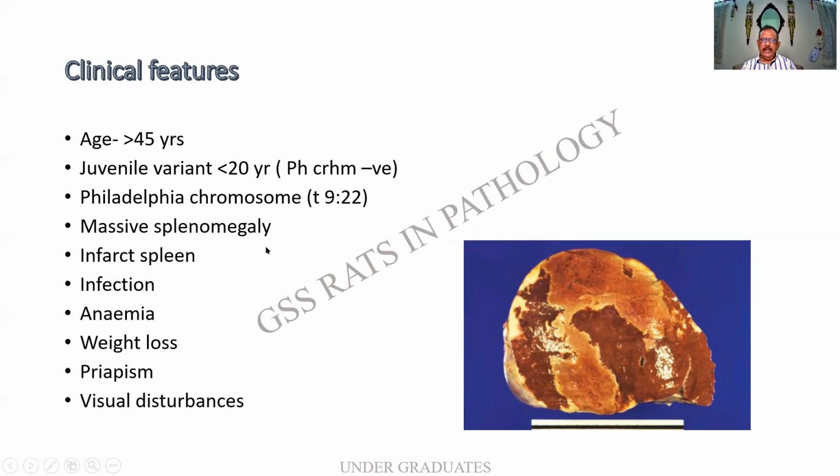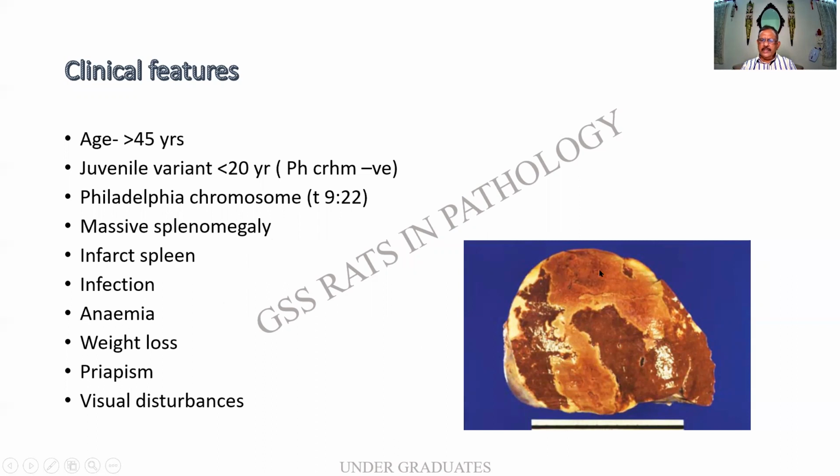Massive splenomegaly. Massive splenomegaly, and there are 3 M's for it. M for myeloid leukemia, M for myelofibrosis, and M for malaria. Please remember three M's as differential diagnosis.